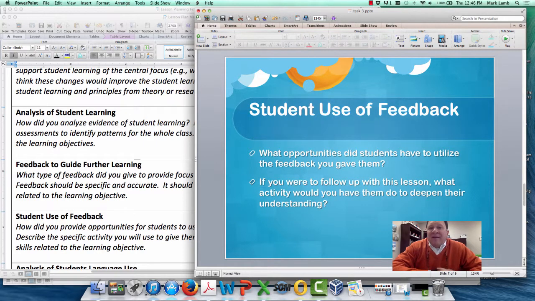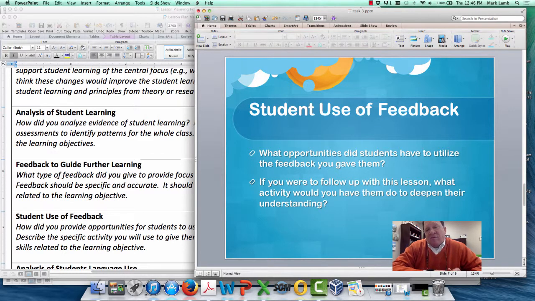The next one is student use of feedback. Here you talk about what opportunities you provided or would provide for your students to utilize the feedback that you gave them. It's great to tell students that they need to go deeper on this question or capitalize these letters or whatever your lesson is about. But if they don't ever have the opportunity to do that, then that doesn't serve a great purpose. So what would your plan be if you gave them feedback during a lesson?